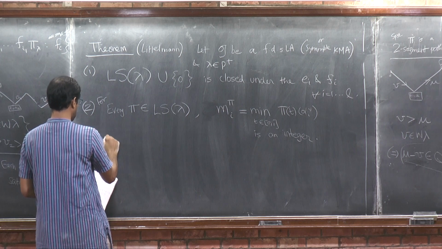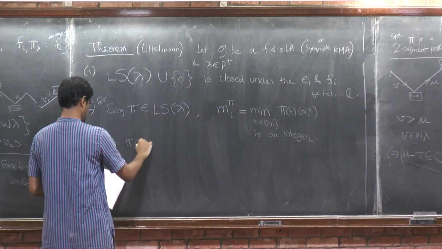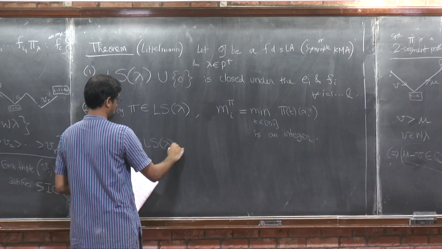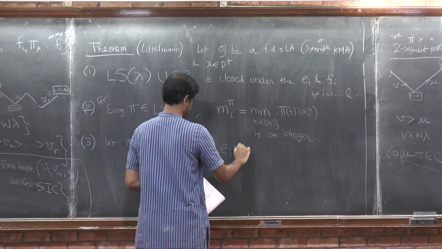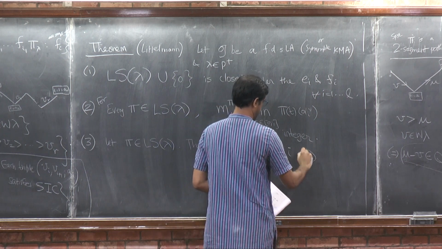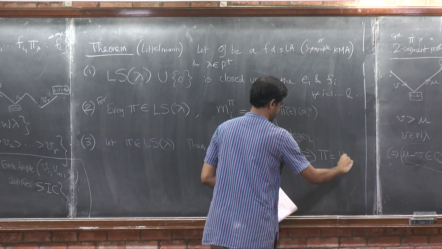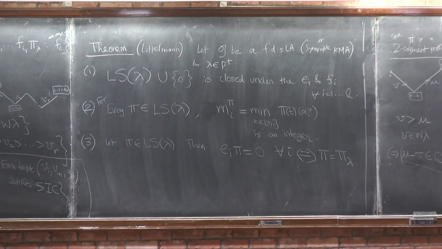Now fact 3 says: let pi be a Lakshmi-Seshadri path of class lambda. Then if pi is in LS lambda, E_i pi is 0 for all i. It's killed by all the E_i's if and only if it's the original straight line path, if pi is pi lambda.